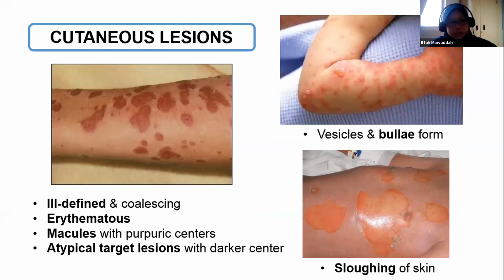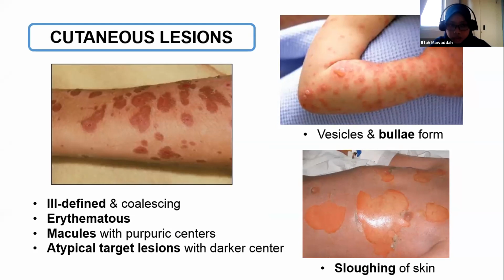Here we come to the main presentation of SJS, which is cutaneous lesion. The skin lesion typically begins with ill-defined, coalescing, erythematous macules with purpuric center. Right, we know that erythematous means redness. Macules are flat and not palpable lesions, and purpuric means purplish discoloration of skin, like shown in this picture.